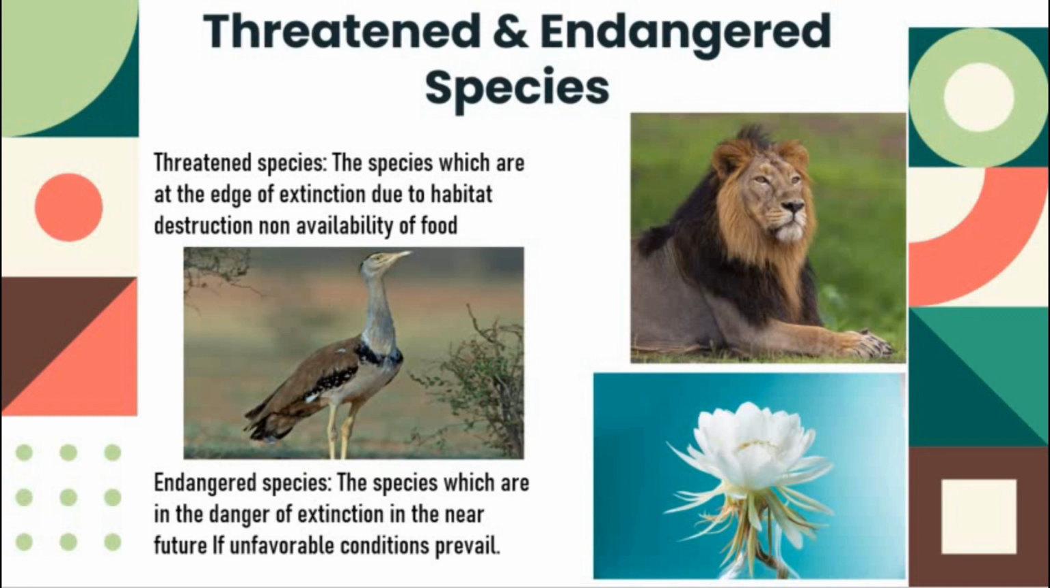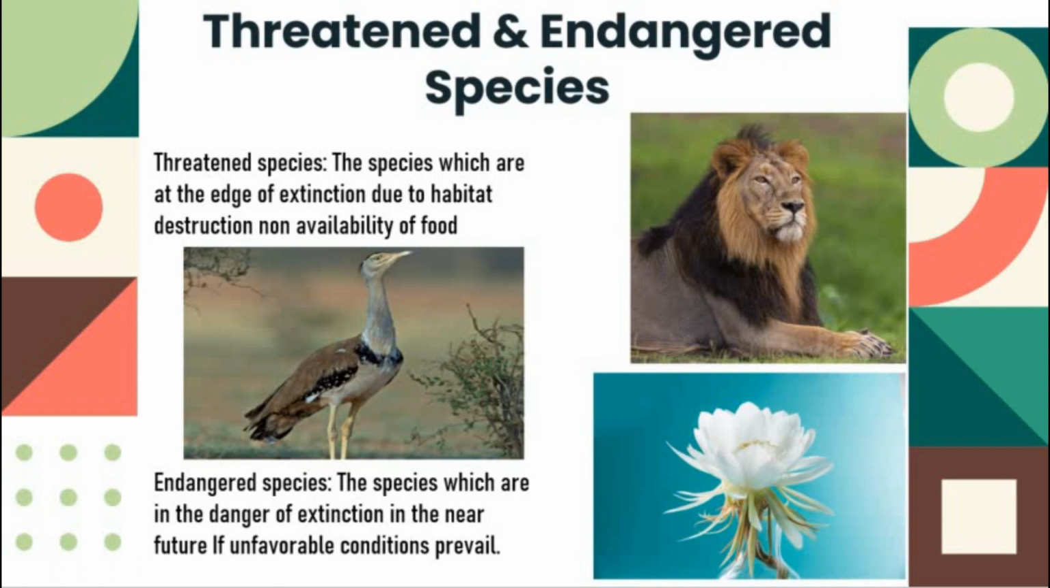Threatened and endangered species. Some species of plants and animals have greatly reduced in number in their natural habitat. They are either at the edge of extinction or likely to become extinct. Such species are called threatened species. The threat might be due to habitat destruction, non-availability of food, or excessive use of those species.